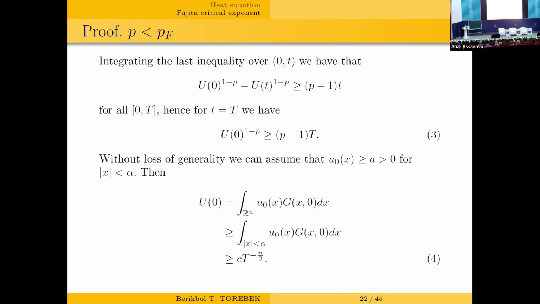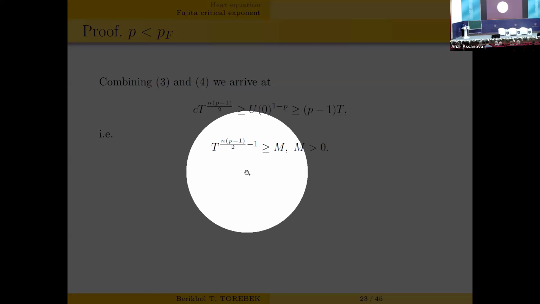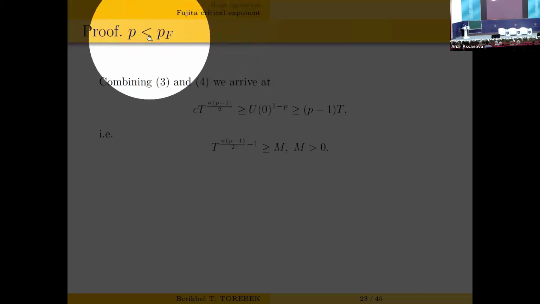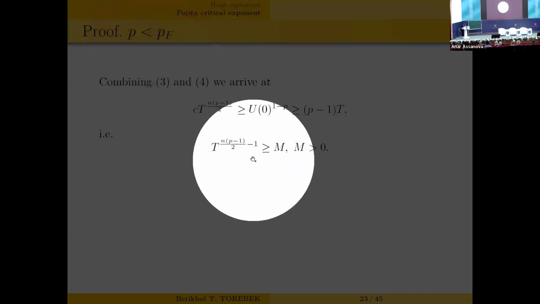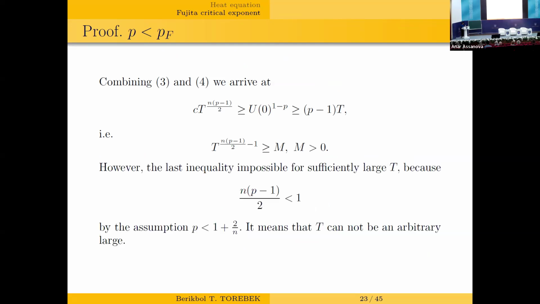And combining inequalities 4 and 3, we have this kind of inequality. And it means that we have this inequality. If p is greater than the critical exponent of Fujita, then the power will be negative. And if we choose capital T large enough, then there will be a contradiction. It means that T cannot be an arbitrarily large time. It means that a blow-up phenomenon arises also.